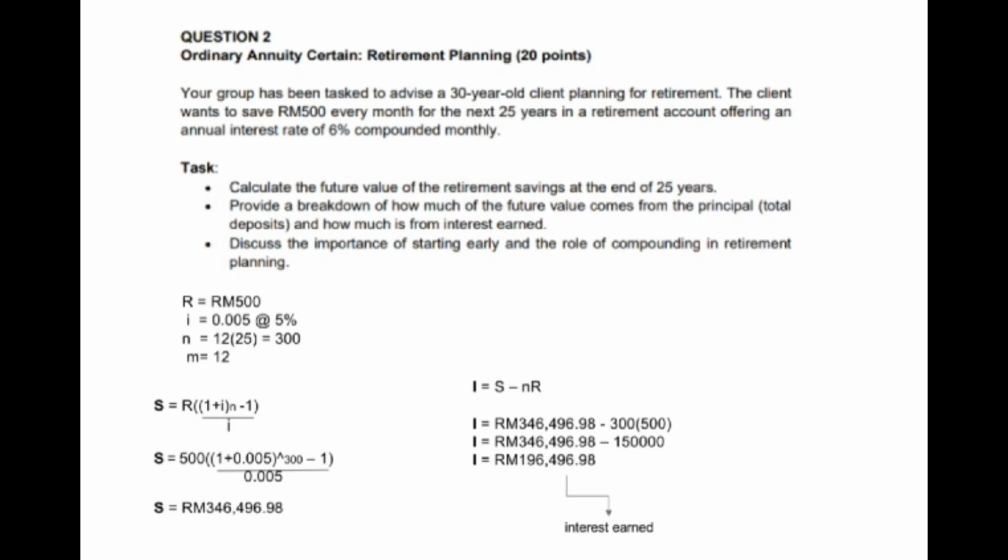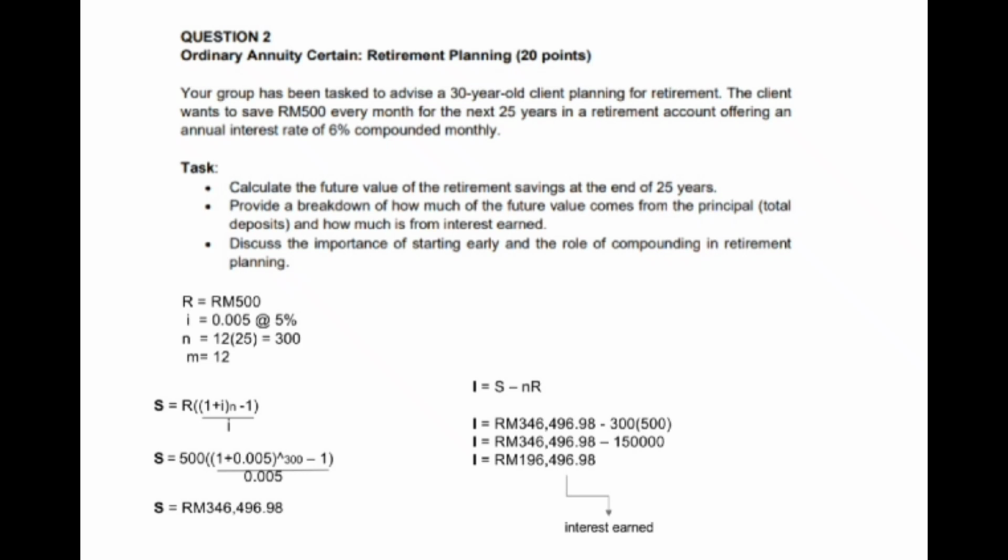The future value formula is S = R[((1 + i)^n - 1) / i]. Put the amount in the formula, then use a calculator to calculate the answer. The final answer is 346,469.98. That's the answer for future value.